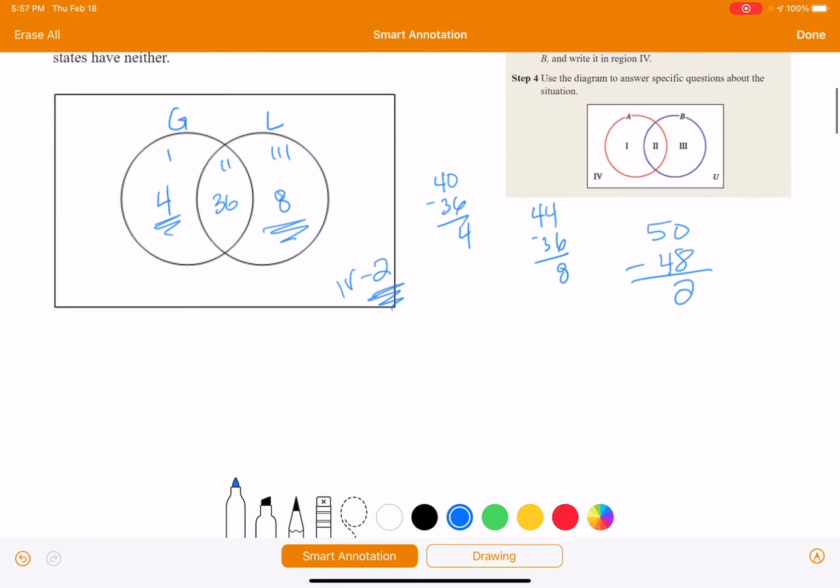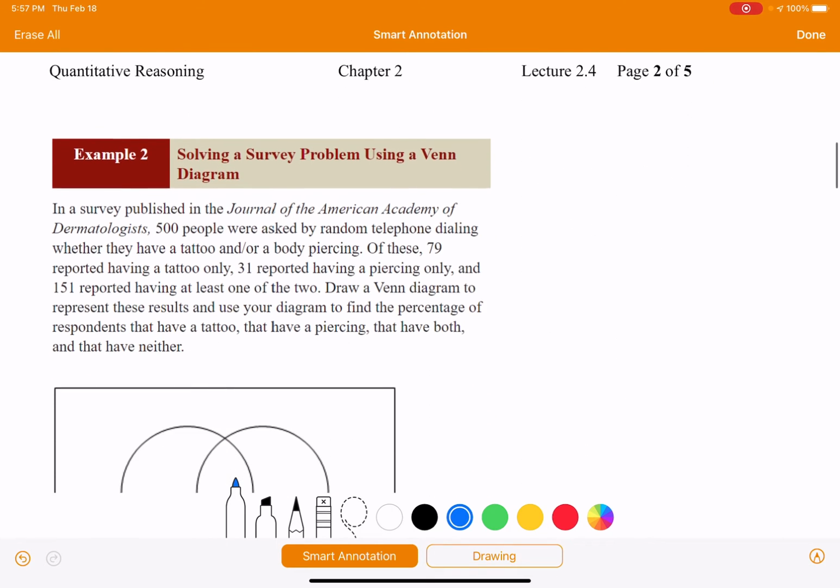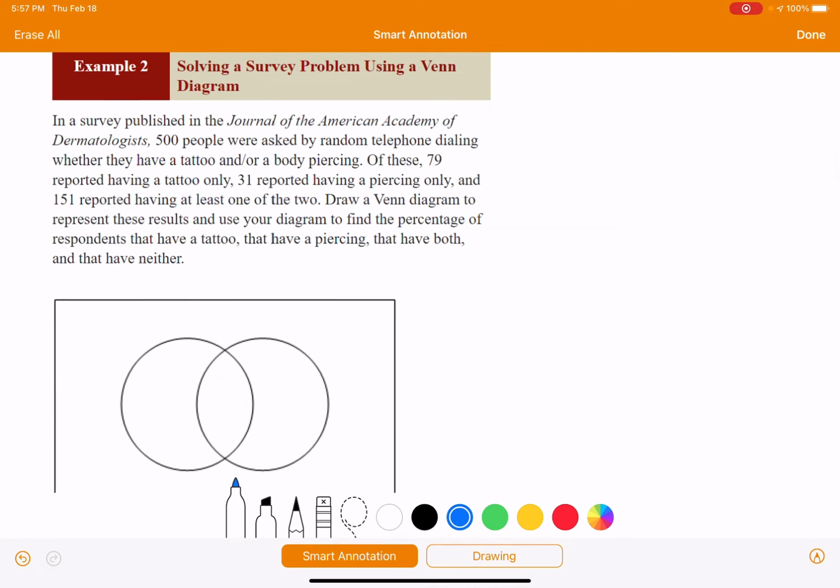All right, let's go to a more advanced problem. In a survey published in the Journal of the American Academy of Dermatologists, 500 people were asked by random telephone dialing whether they have a tattoo or a body piercing. Of these, 79 reported having a tattoo only. So here, tattoo only, 79 is going to go there. 31 reported having a piercing only, so that's going to go there. And 151 reported having at least one of the two.